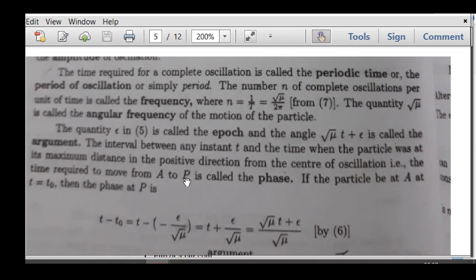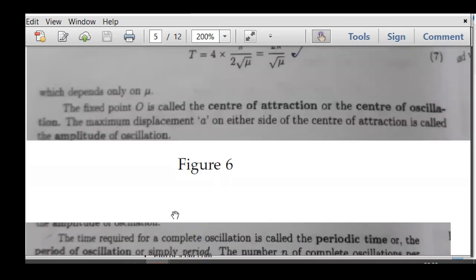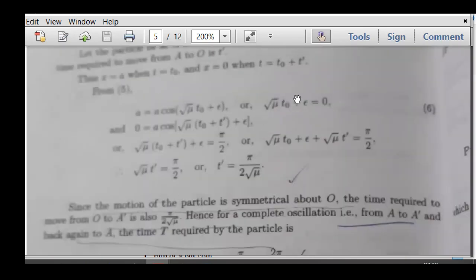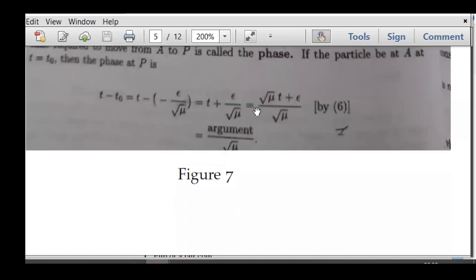Then what is the time required to move from A to P? It is t dash minus t0, because t dash is obviously greater than t0. You started from A, if it was at time say 5 seconds, then you have to move from A to P, definitely it will be greater than 5 seconds. So t minus t0 is the phase of the particle at the point P. And t0 you can simply get from here, you just use it here. Okay, so you are getting this quantity.